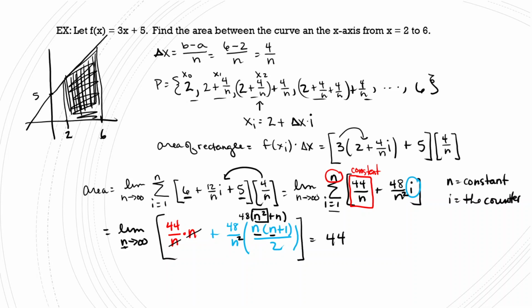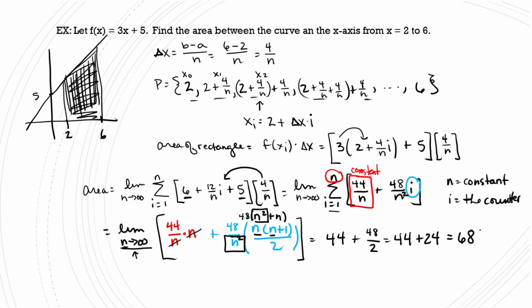And so my largest exponent here is n squared. And so as n goes to infinity, the rest of the n values are just spit. And so n squared over n squared is going to go to 1 and leave me with 48 over 2. So those are just our rules for an infinite limit. So I end up with 44 plus 24, and that's going to equal 68.